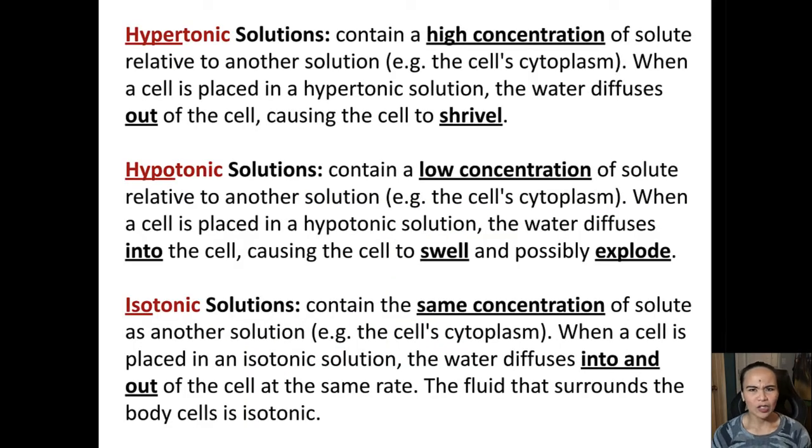Now let's take a look at these three words that you may encounter in your reading: hypertonic, hypotonic, and isotonic solution. So when you say hypertonic, hyper means high. There's a high concentration of solute relative to another.